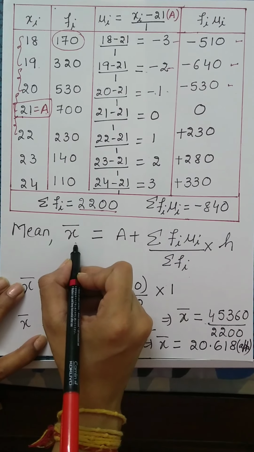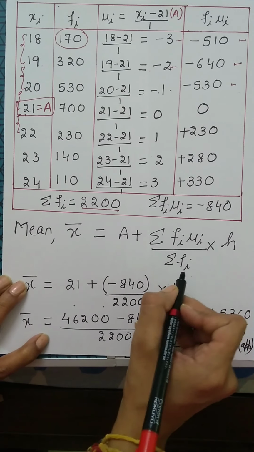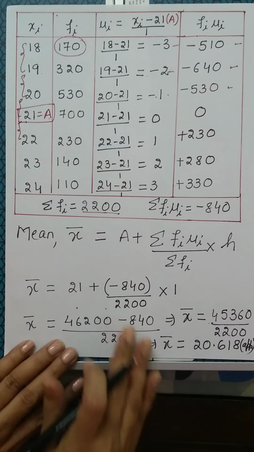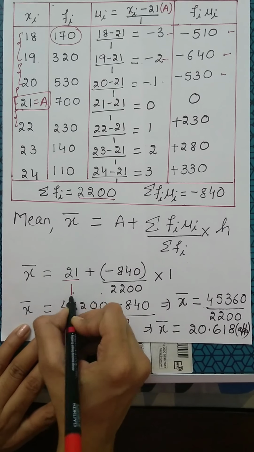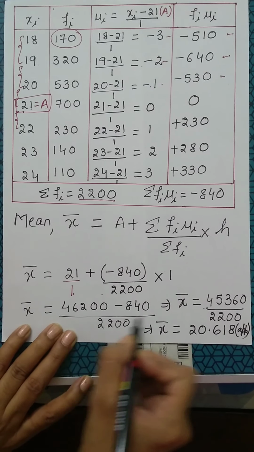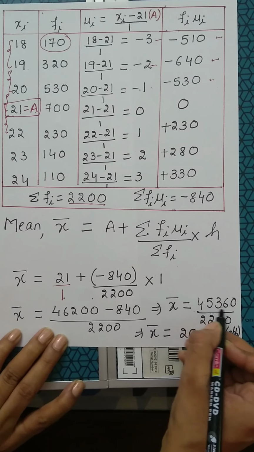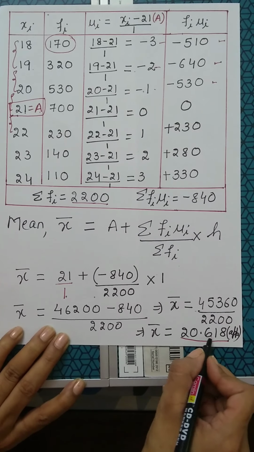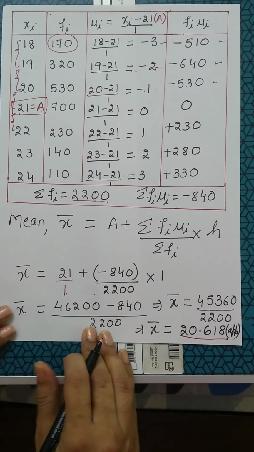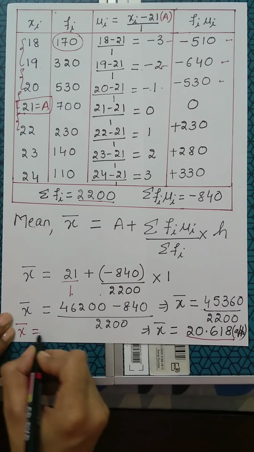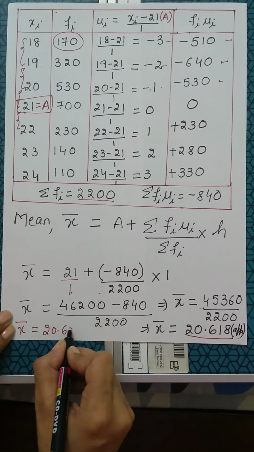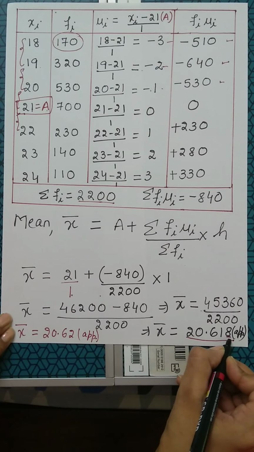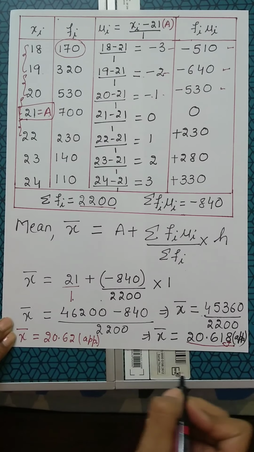Now I'll need to find the mean, which is equal to A plus h into summation fi ui upon summation fi. Substituting all these respective values in the formula, when I calculate, here I can take LCM. Okay. When I found, this is coming out to be x bar is equal to 45,360 upon 2200, and the approximate value will be coming out to be 20.618. And when I round it off, I can say x bar is coming out to be 20.62, because here the digit at the thousandth place is greater than 5, so I can round it off.